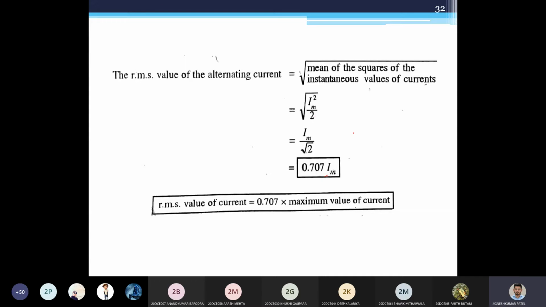Okay. The average value over the full cycle, or for the full sine wave, we have 0.637 Im, and the RMS value of any quantity would be 0.707 Im. Okay. So these are the two derivations. Same way you can derive for the half cycle.